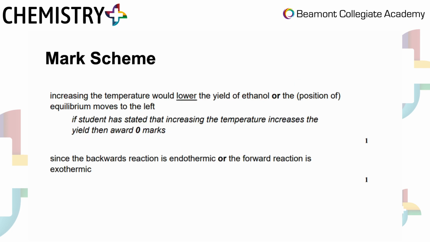Here's the GCSE mark scheme. How did we get on? First mark, increasing the temperature would lower the yield of ethanol, or the equilibrium moves to the left. Mark number 2, since the backwards reaction is endothermic, or you could have stated the forward reaction is exothermic.